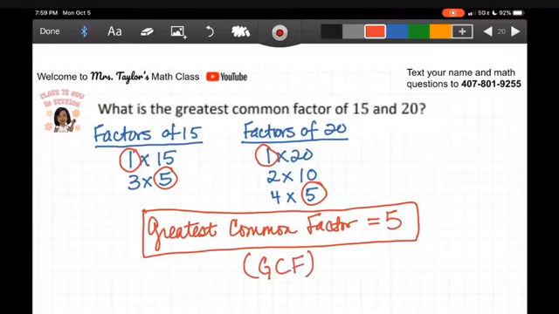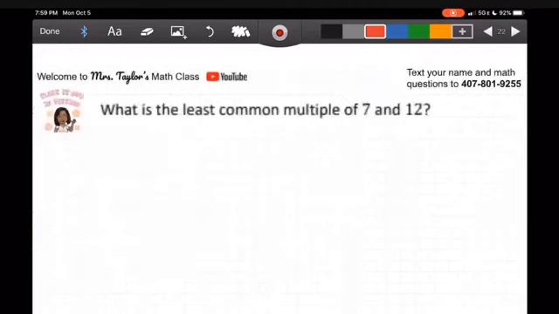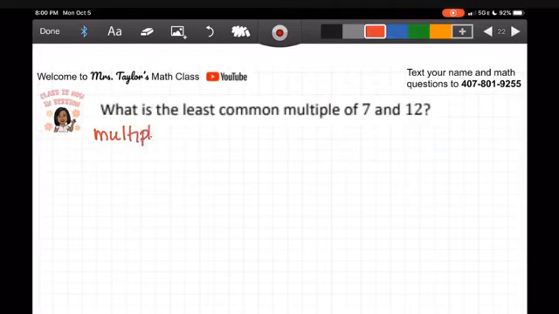That's what that means. Okay, now let's go to the other one, which is the least common multiple. A lot of people get these mixed up, GCF, LCM. Well, let's look at the difference. So, what is the least common multiple of 7 and 12? So, let's talk about multiples of 7. Multiples of 7. So we have 7. Let's count by 7s. That's what it means. Let's count by 7s.